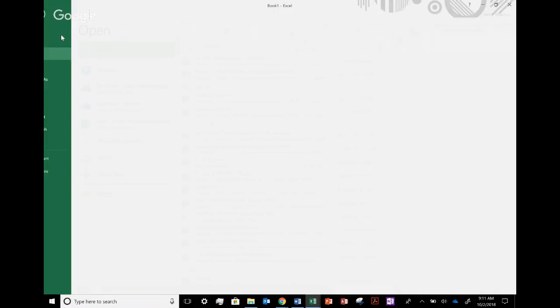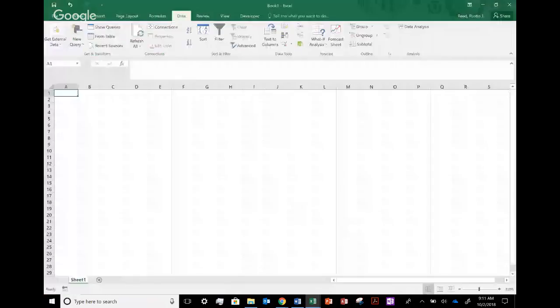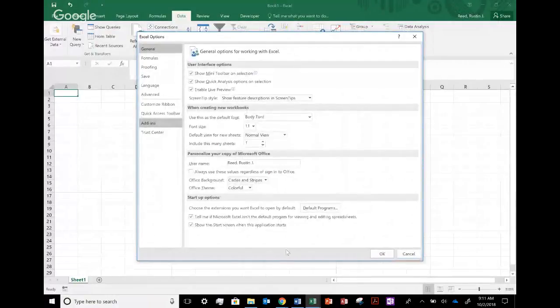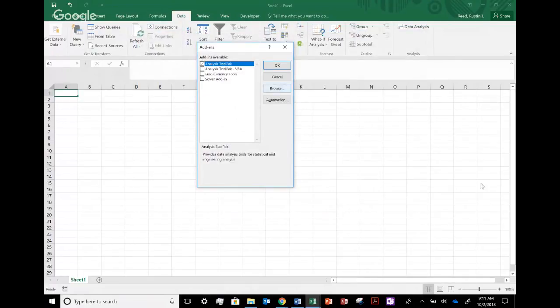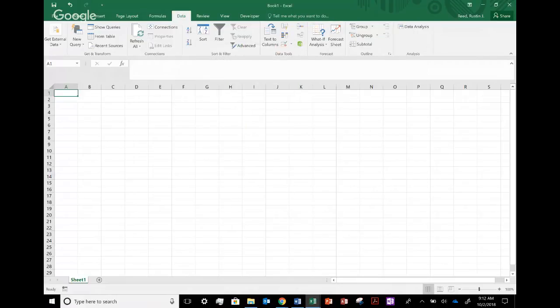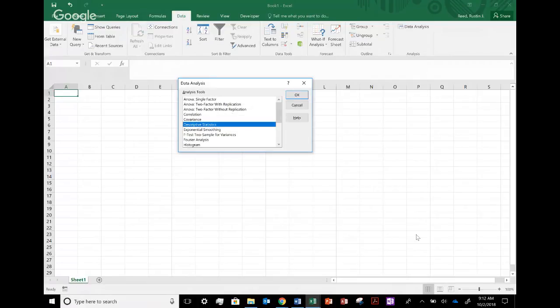You've got to go to File, Options, Add-ins, and mine shows that it's active. It's called the Analysis ToolPak. You could just leave this on Excel Add-ins and say Go, and then you have these that are already included with Excel. I don't think you have to download anything. There's one that is VBA enabled, and then just the regular one. I just have the regular one. But then if you have a data set, you just click on this and you pick what you want.